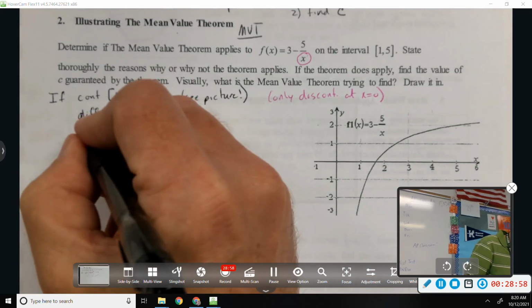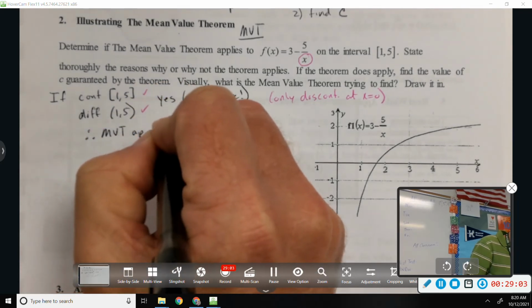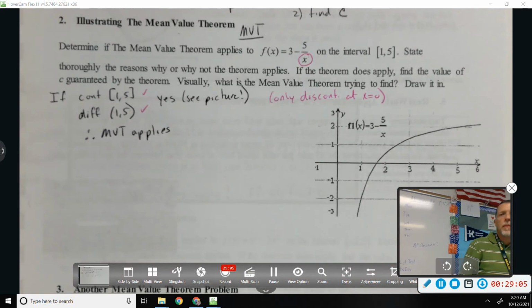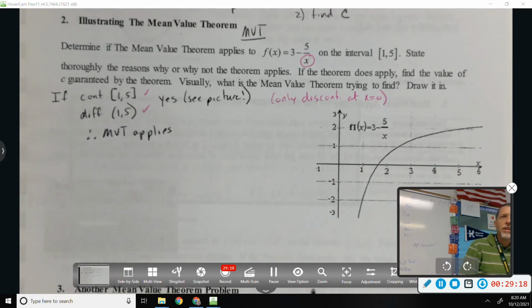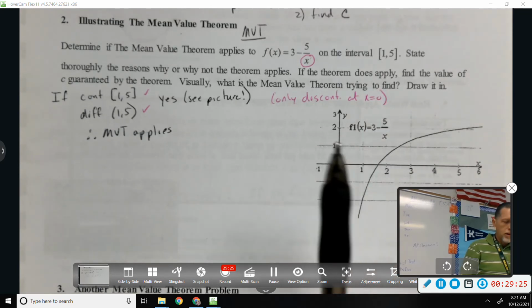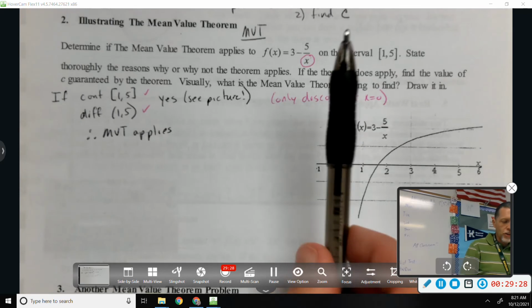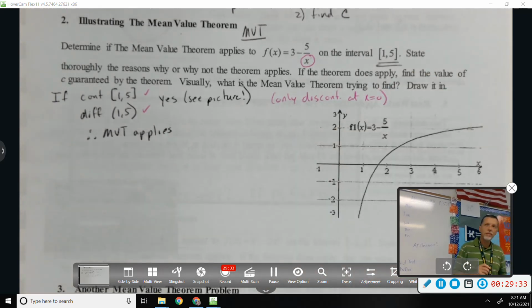Is there another, like a horizontal asymptote? Yes, there is. That doesn't really matter to this problem, but yeah, there is a horizontal asymptote, because as x gets really, really big, this function would approach 3. And there's a vertical asymptote at 0, but we're not concerned about that because we're only looking from 1 to 5.